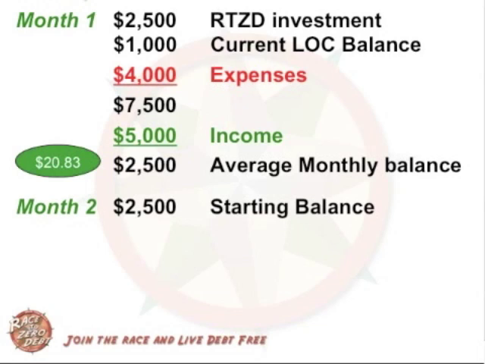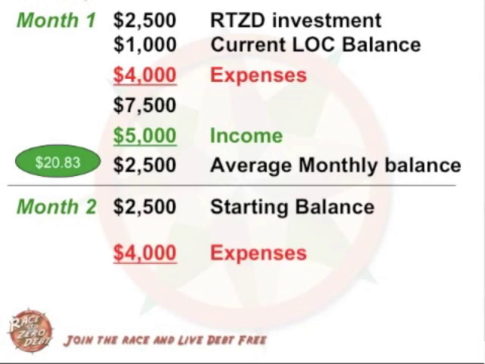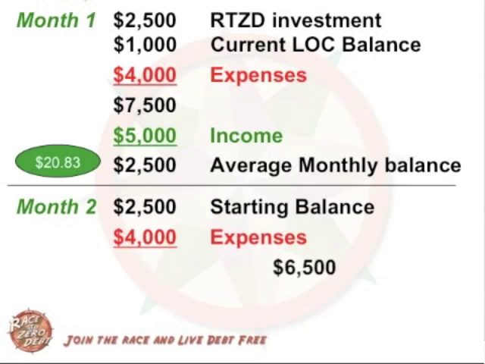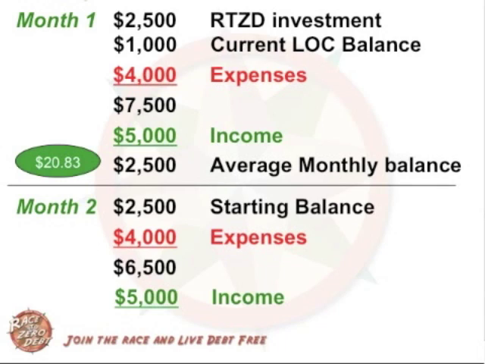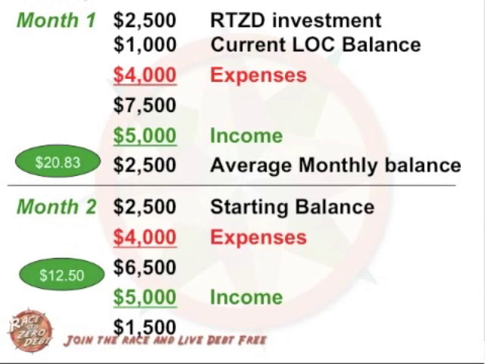Month 2, we have a balance owing of $2,500, and we pay our bills. And now our outstanding balance is $6,500. Our paycheck comes in for $5,000, and that drops our balance down to $1,500. All right? Our finance charge for month 2 is $12.50.